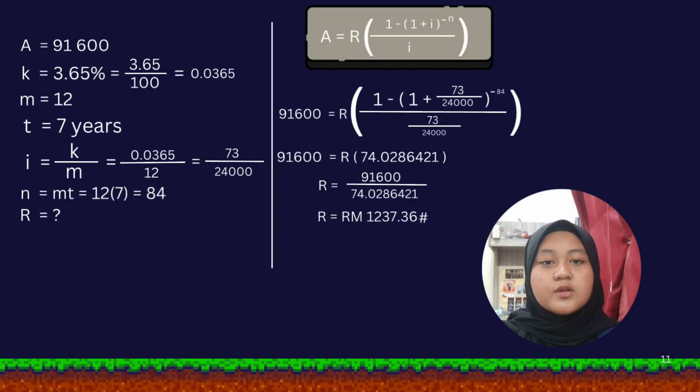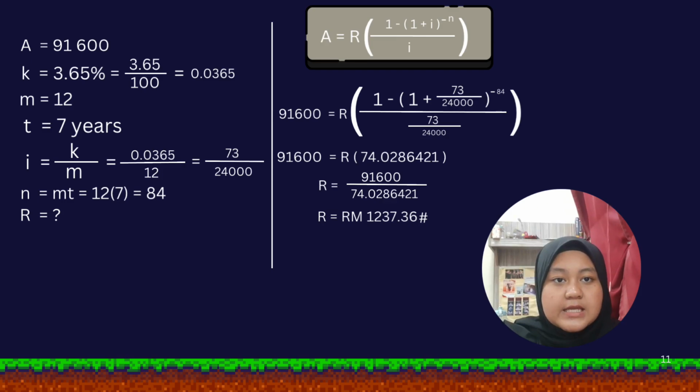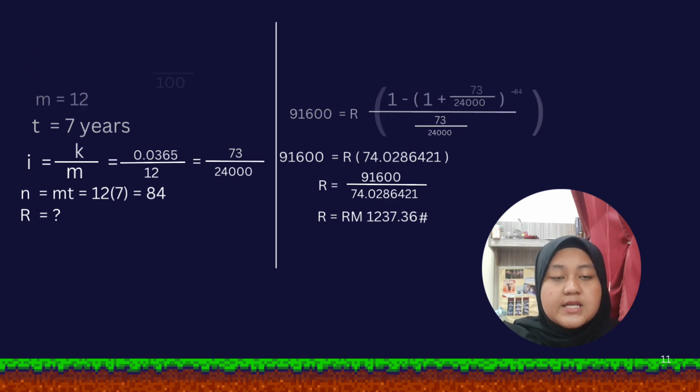For the second question, we also need to extract all the information provided. We already have the values for A, k, m, t, i, and n. And now we need to find the value of R. For this question, we will use the present value of an annuity formula, which is A equals R[1 - (1 + i)^-n] divided by i. Next, we substitute all the given values into the formula. To avoid errors, we also need to do it step by step, starting with the calculation inside the brackets. After simplifying, we get the value of R, which is RM1,237 and 36 cents.